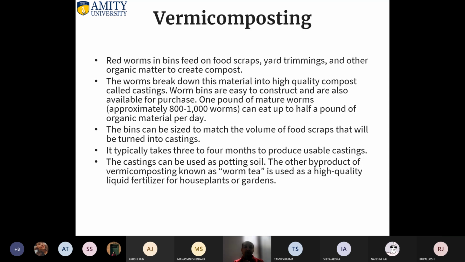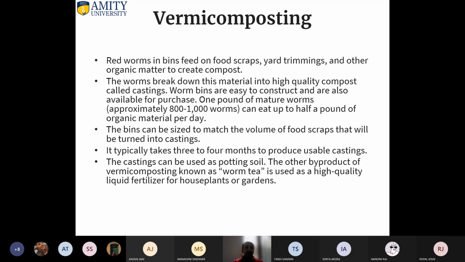The worm bins are easy to construct and are also available for purchase. One pound of mature worms, that is 450 grams, containing around 800 to 1000 worms, can eat up half a pound, that is around 225 grams, of organic material per day. So it depends on how many worms you need, the heap that you have created, and the material that you have provided. Accordingly, you need the number of worms in order to get your work done.